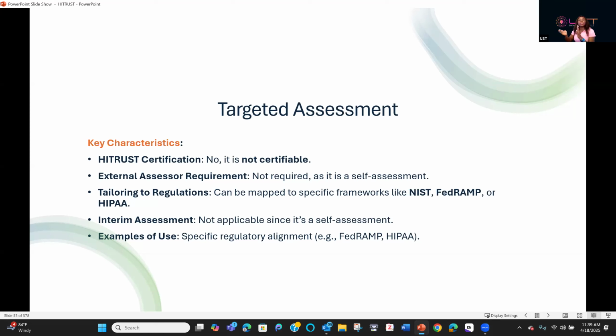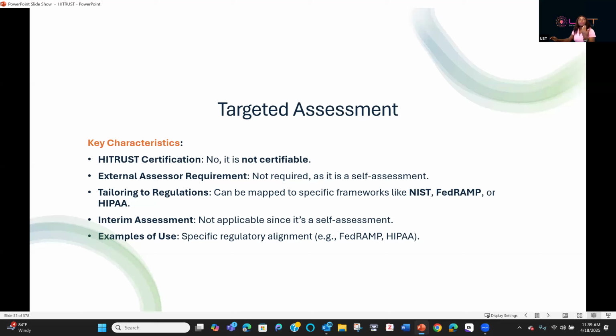Maybe if it's a startup company or a small business, maybe they are thinking of achieving HITRUST compliance. Then you go through that phase first to even understand what is needed for you. Do I even have the necessary controls? Then you can achieve that fundamental certification. That's the E1.